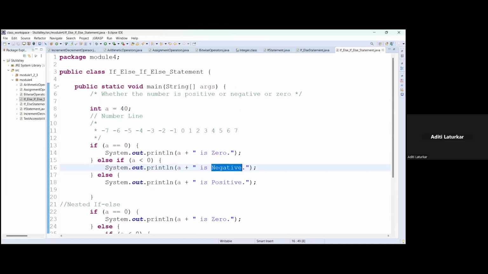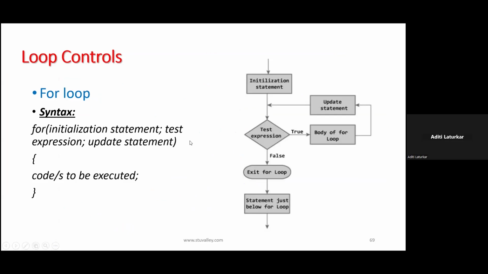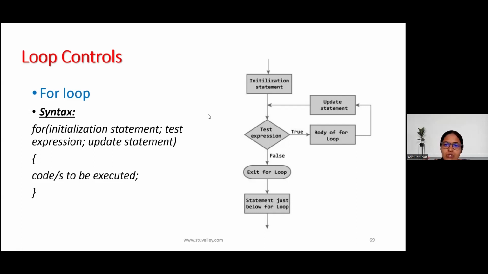Then we will go forward with the next topic, loop statements. Sometimes we need to execute some lines of code multiple times. At that time, we need to use loops. How will you use the loops? If you want to execute one statement or multiple lines of code a number of times, then you need to use loops. So loops are used to execute a block of code multiple times.